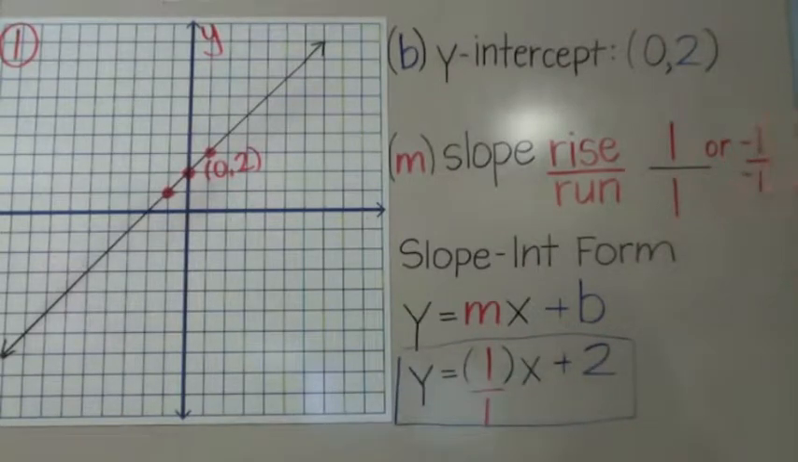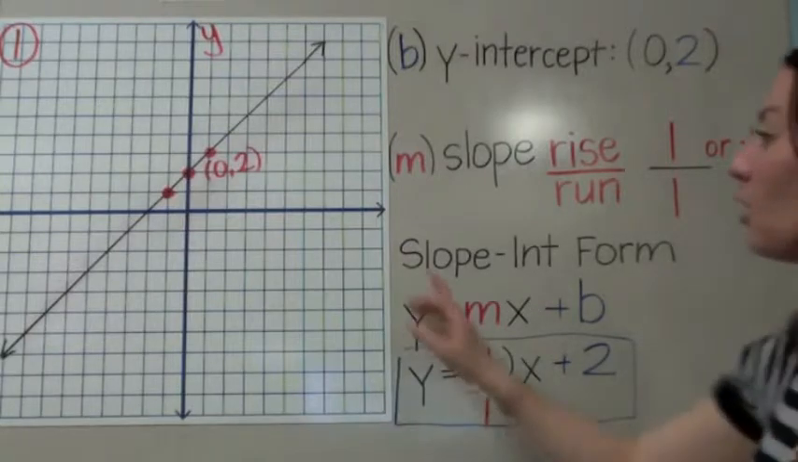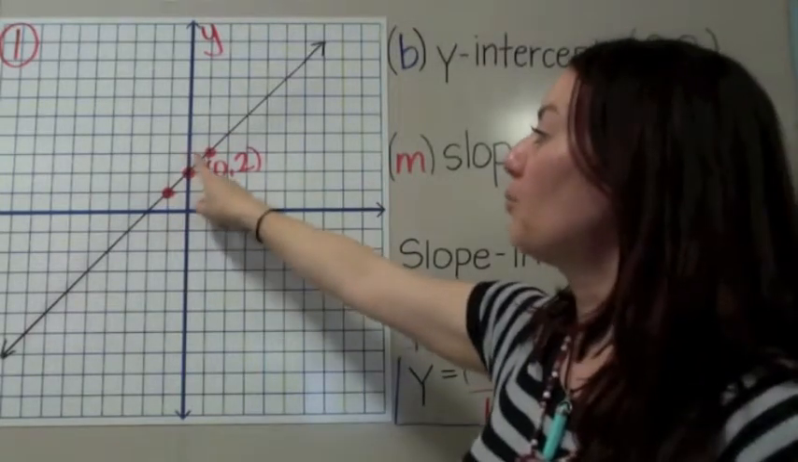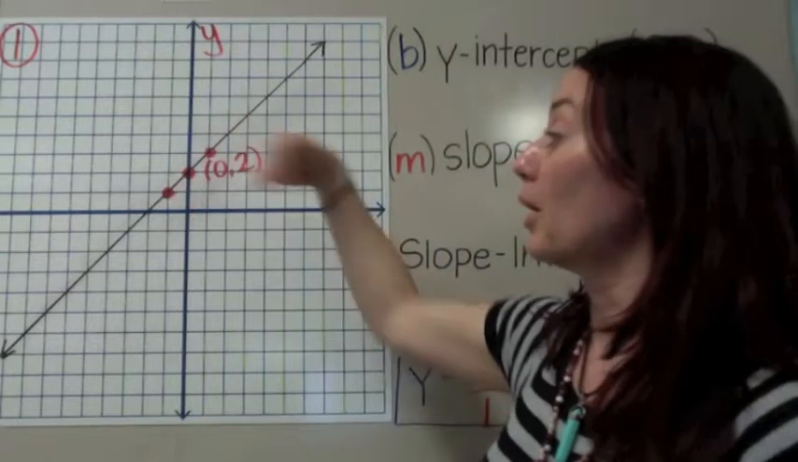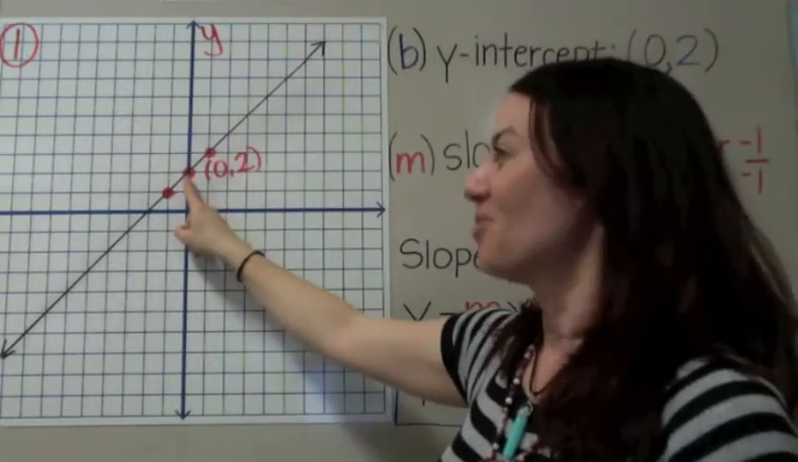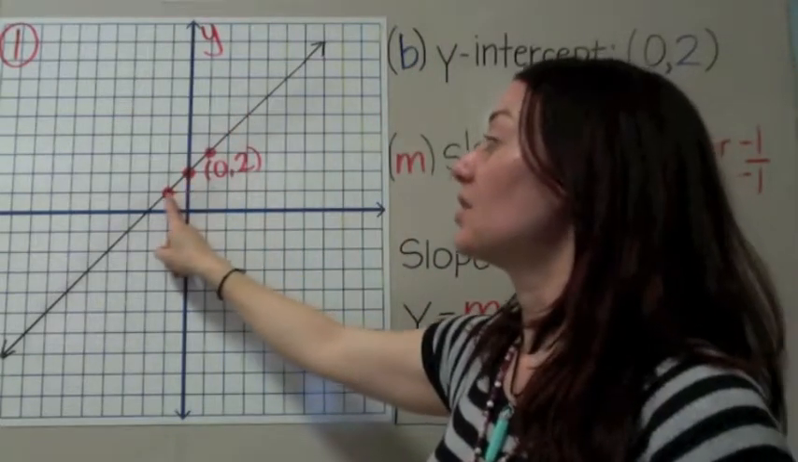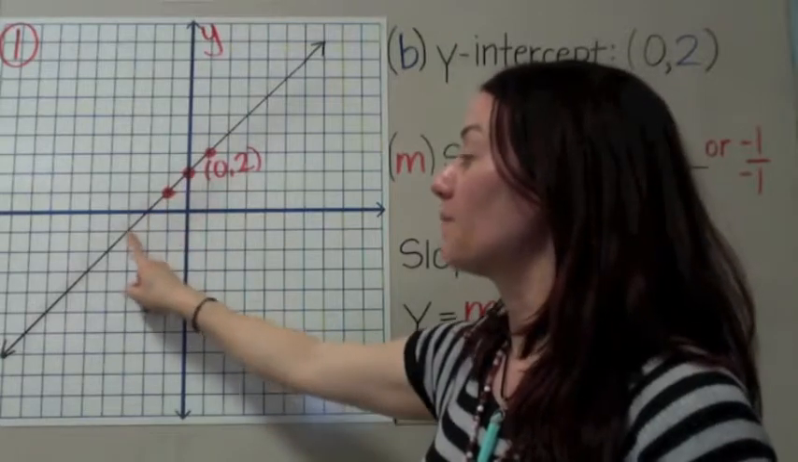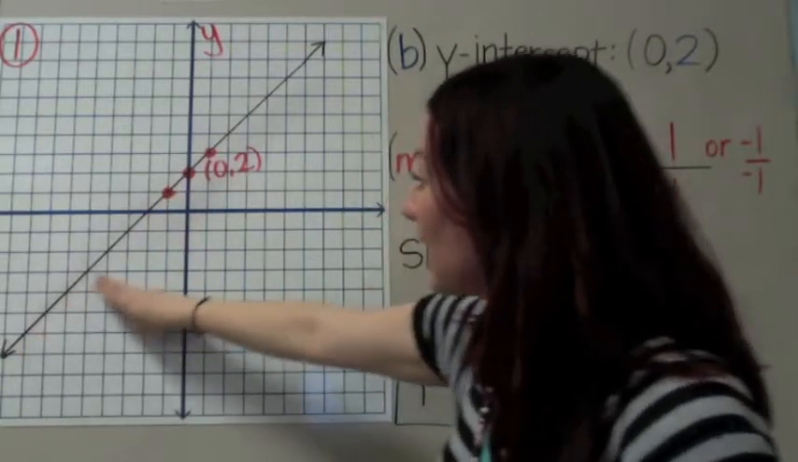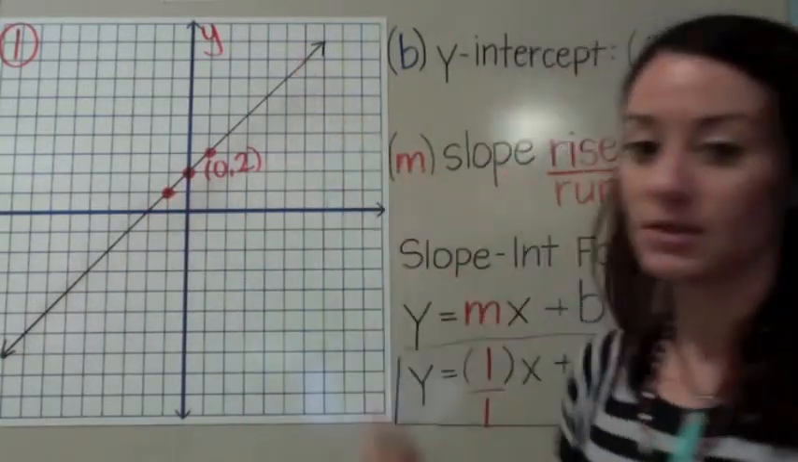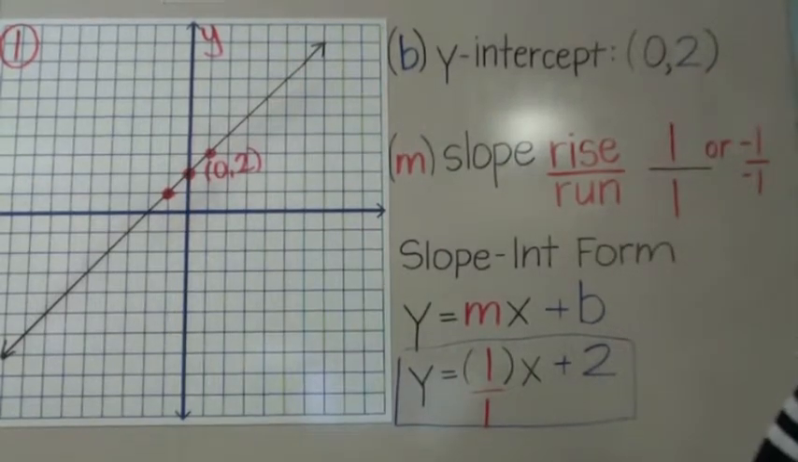Okay, so this means that if you started at 2 and you go up 1 over 1, up 1 over 1, up 1 over 1, or from the y-intercept going down 1 and to the left 1, down 1 to the left 1, that you can actually get any coordinate point on this graph, okay?